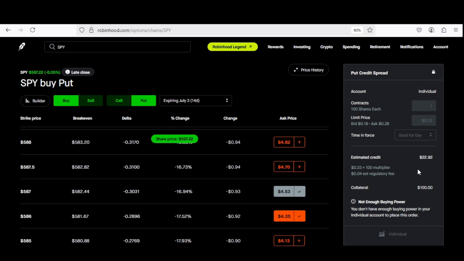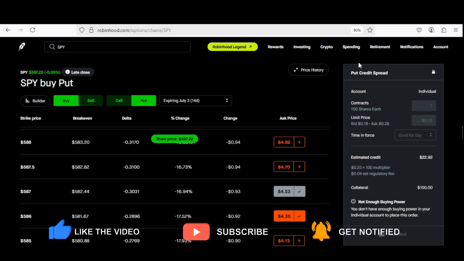If you're new to options, I'm not sure if you're going to understand that, but a 23% return is an extremely high return. So if you only have a couple $100 and you only want to do small account trading, then this is an option strategy you should consider. Once again, this is a put credit spread.